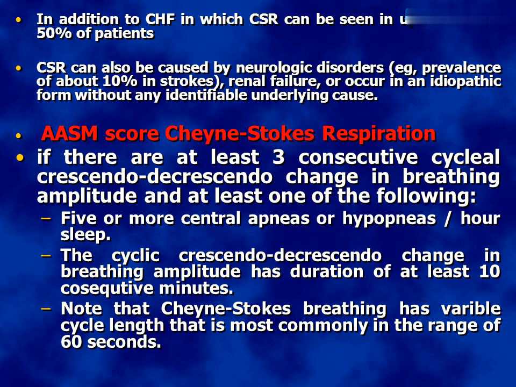Scoring Cheyne-Stokes respiration: there are at least 3 consecutive cyclic crescendo-decrescendo changes in breathing amplitude and at least one of the following: 5 or more central apneas or hypopneas per hour of sleep. The cyclic crescendo-decrescendo change in breathing amplitude has duration of at least 10 consecutive minutes. Note that Cheyne-Stokes breathing has variable cycle length that is most commonly in the range of 60 seconds.